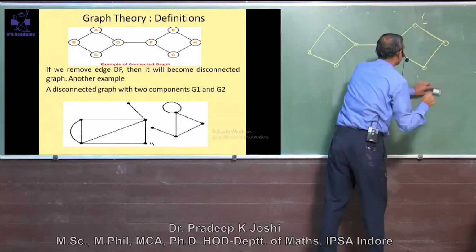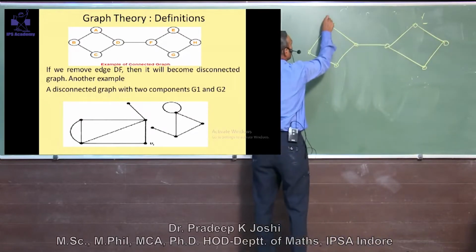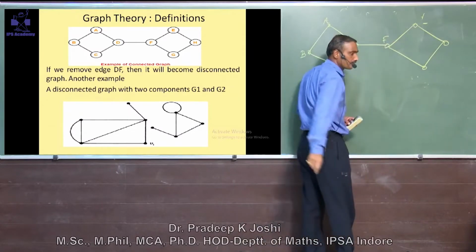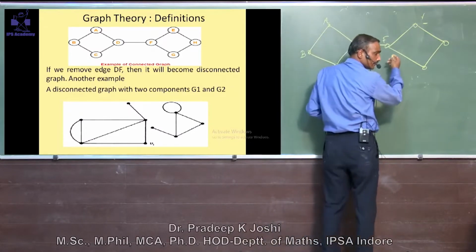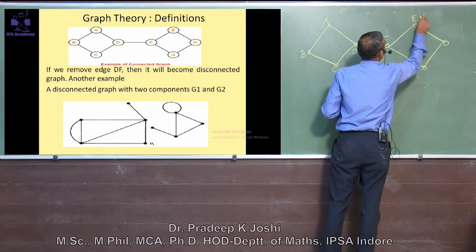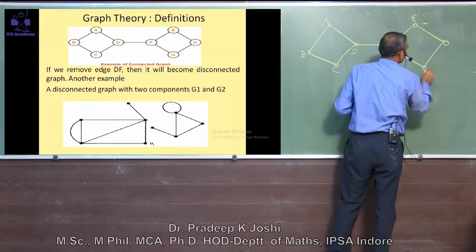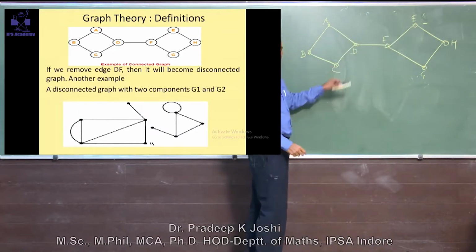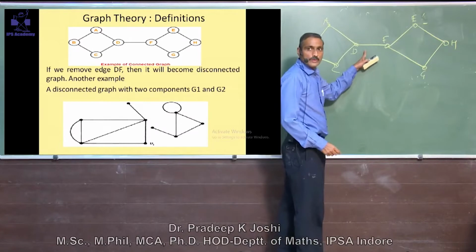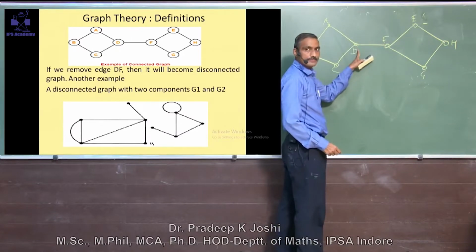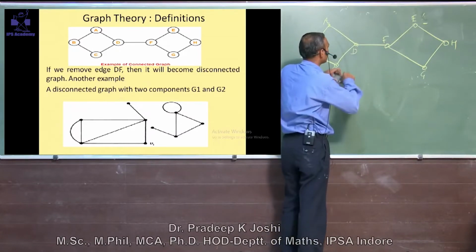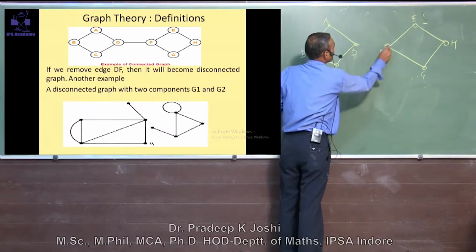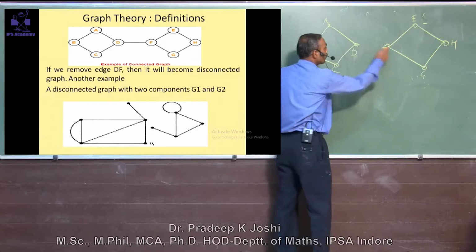So this is A, B, C and D. This is E, F, and this is G and H. Now this is the connected graph. If we remove the edge DF, then it will become a disconnected graph. Now this is the disconnected graph, and these are two components.